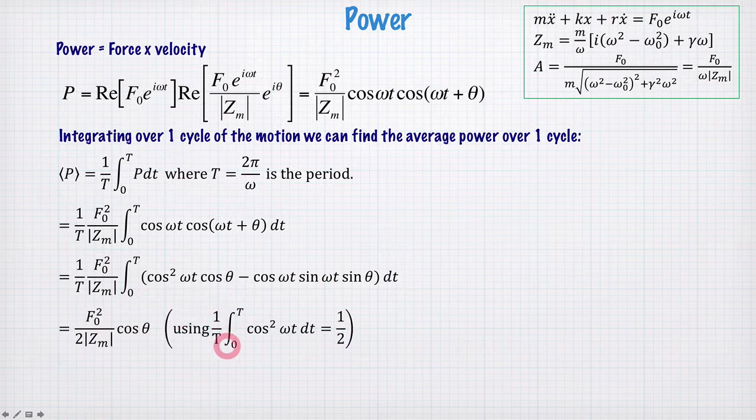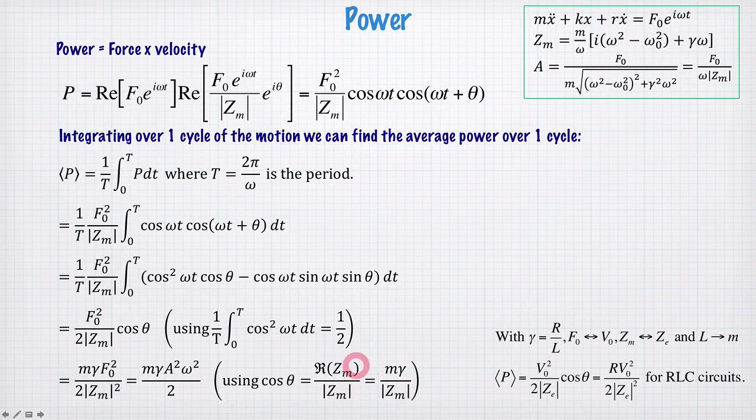So in fact, 1 on T times the integral from 0 to T of cos squared omega t is a half. So we can use that to replace the integral of cos squared omega t, and we get a factor of 2 down the bottom here and a cosine theta. Now I can simplify a little further by getting rid of the cosine theta, because theta is the argument of this complex number here, the mechanical impedance, or the negative argument, but we take the cosine, so we don't care whether it's positive or negative. So we just want to find the argument of this complex number, so it's the real part divided by the absolute value. So substitute in that here, and we find we can get rid of this cosine theta.